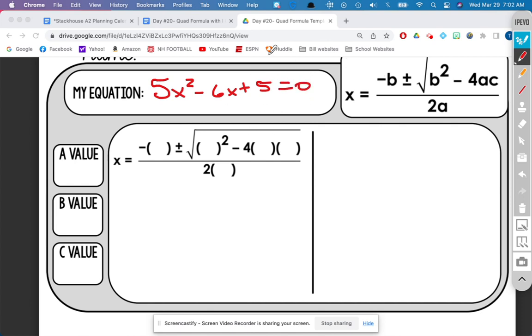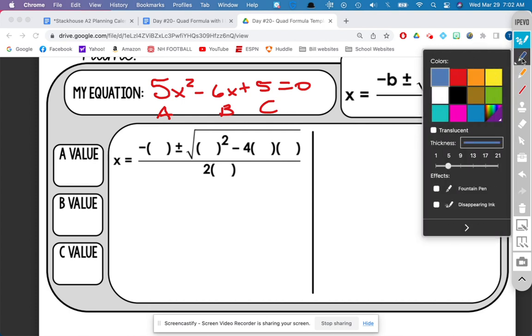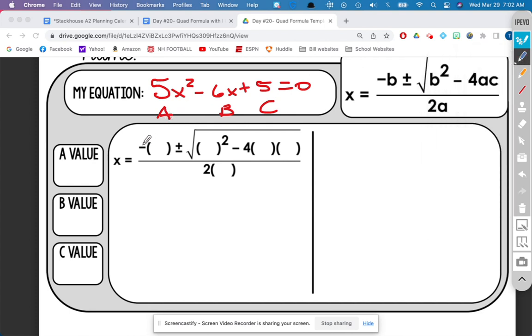A quadratic has to be in standard form first, so ax squared, bx, and then c. So I'm going to come down here and plug each of those pieces into their appropriate spots. Negative, because of the formula, and b is negative 6, so negative 6 goes there. And then b squared, so negative 6 squared, minus 4 times a times c, all over 2a.